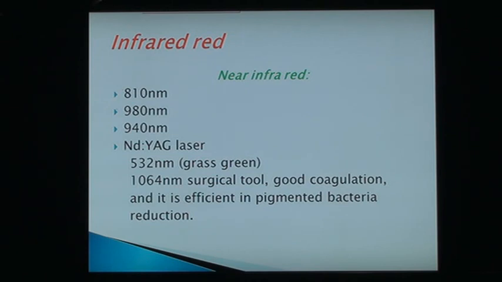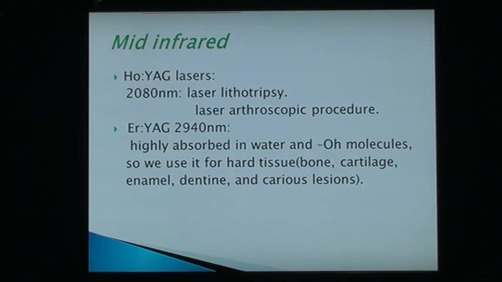We have in this part also the Nd:YAG laser. We have two wavelengths. The most common one for us is 1064 nanometers. It is a surgical tool, with good coagulation, and it is efficient in pigmented bacterial reduction. In mid-infrared, we have the holmium YAG laser, and we have the erbium YAG family. In the erbium YAG family, we have erbium YAG 2940 nanometers. It is highly absorbed in water and OH molecules, so we use it for hard tissue: bone, enamel, dentine, and caries lesions.